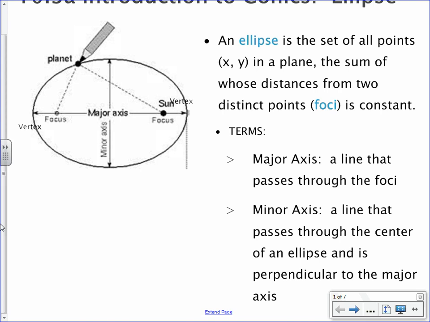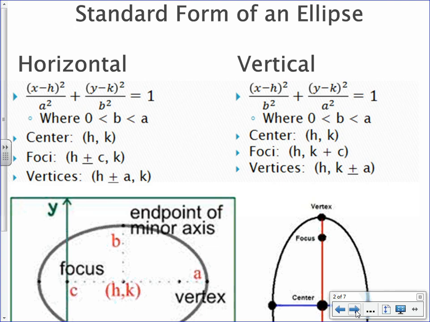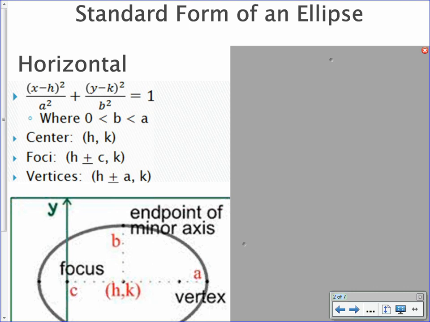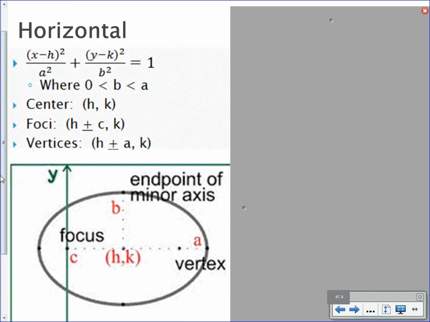Okay. So first let's talk about horizontal. Let's write down horizontal first. This is the standard form for our ellipse. We have (x minus h) squared over a squared plus (y minus k) squared over b squared equals 1. Important thing here is that it equals 1.